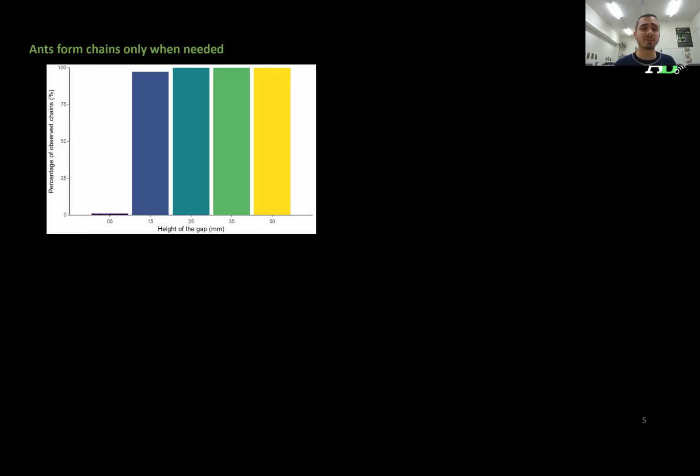Going to my preliminary results, we observed that ants form chains only when needed. So in the 0.5 centimeter replicates, we never observed a chain because an ant can easily walk from the dowel to the platform to reach the food source. However, when this is not possible anymore, the ants always build chains to reach the food source.